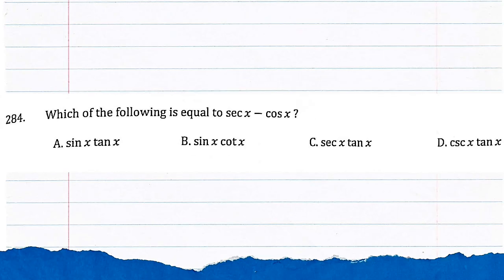Let's proceed to question 284. Which of the following is equal to secant x minus cosine x? A, sine x tan x. B, sine x cotangent x. C, secant x tangent x, or D, cosecant x tangent x.